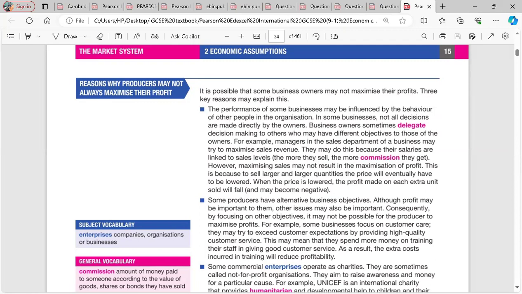When we talk about delegation, it means you are giving authority to someone to act on your behalf. So if that individual is acting on your behalf, he's going to take decisions based on his own interest or her own interest. Yes or no? So the individual that you've given that authority to act on your behalf might be taking decisions that do not suit your interest. As a result of that, you won't be able to maximize profits.